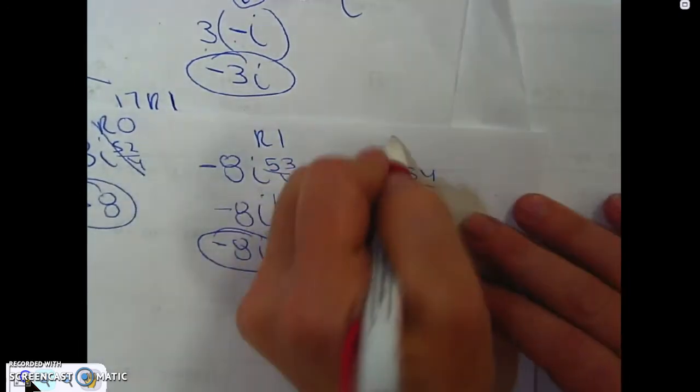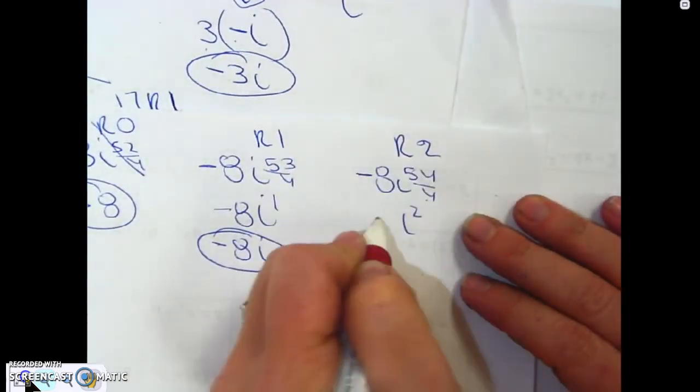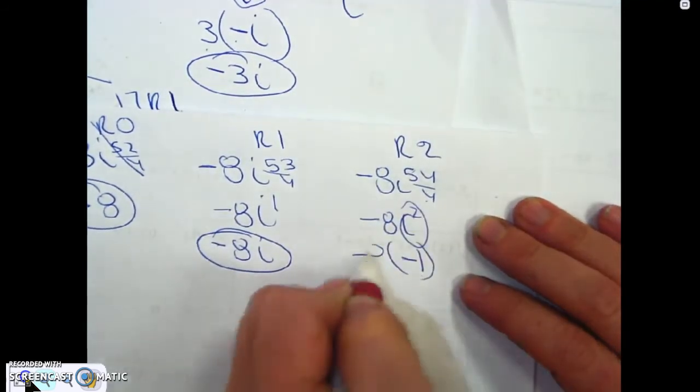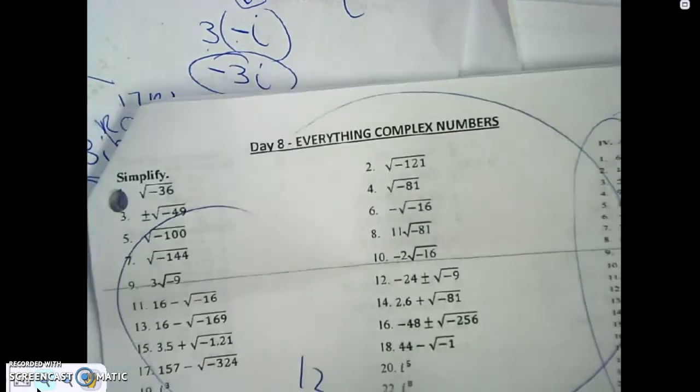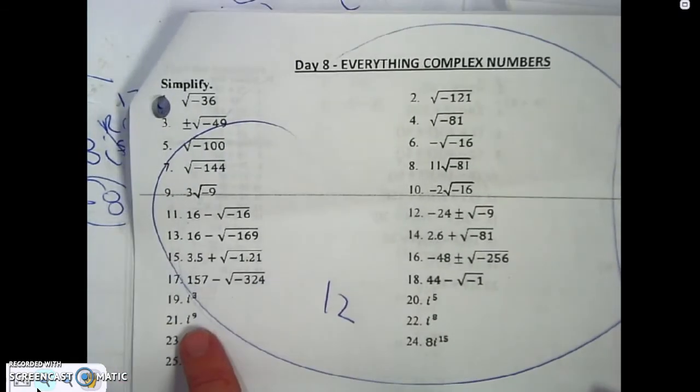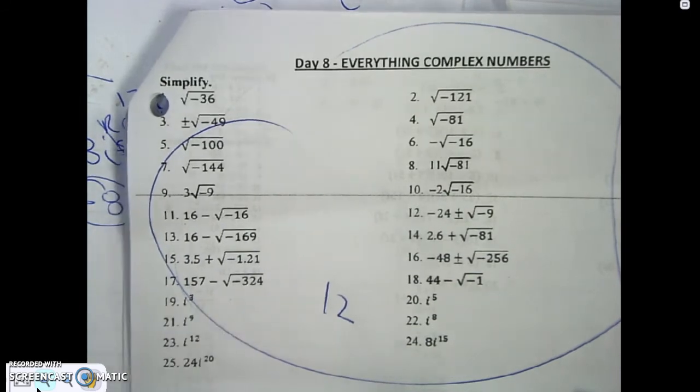Divide by 4, remainder 2. That means that's i squared. But i squared is negative 1, times negative 8 is 8. Okay? So I feel like that covers the top half of this. Now, remember I told you could check answers in your calculator? You can't check it because it's imaginary. Let's get to the bottom half.